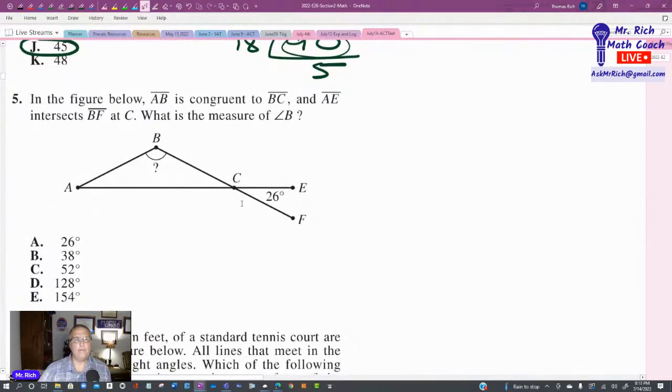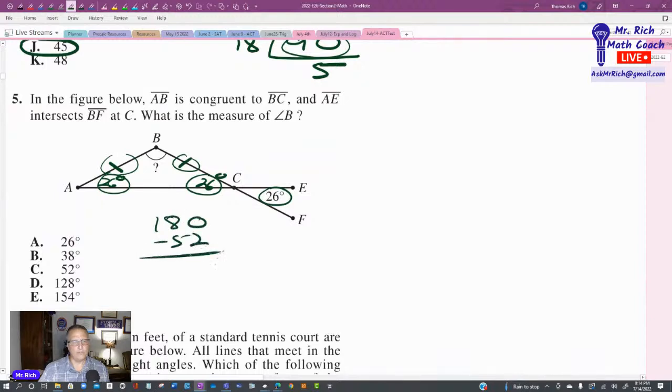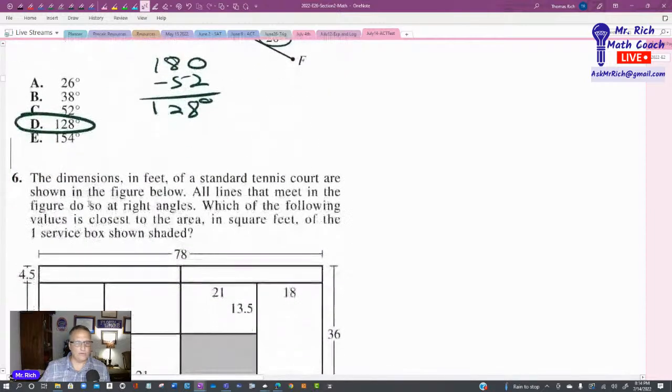Number 5, in the figure below, AB is congruent to BC. I'm going to mark that on there. AE intersects BF at C. Yeah, that's pretty obvious. What is the measure of angle B? All right, well, if this is 26, then by vertical angle, that's 26. And since these two sides are the same, that's 26. So that's a combination of 52. 180 minus 52 is what's left over for angle B, and I am going with 128. Boom. There it is. We got the answer. Let's move on to the next one.